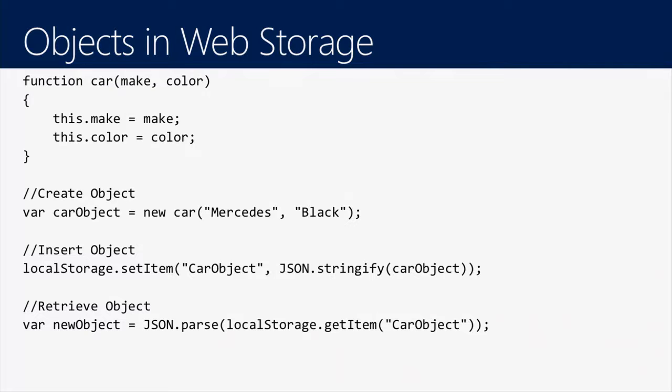Oh, but there's more. I can do objects in web storage, not just arrays. So here's a JavaScript object, a car object that's got a make and a color. And then I new up the object and create a new one, a black Mercedes, and then I use the same stringify thing and it stringifies the object as JSON. So this is getting pretty cool, isn't it? It's almost like real programming, almost, right?